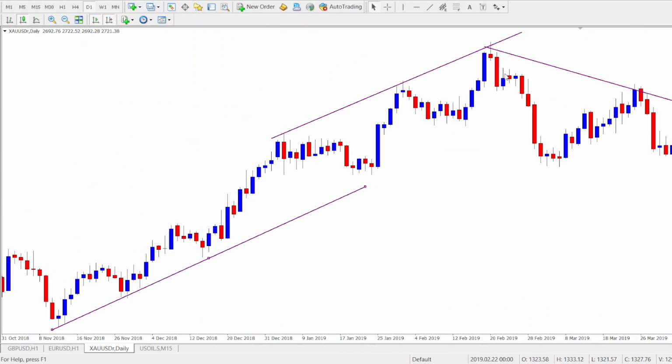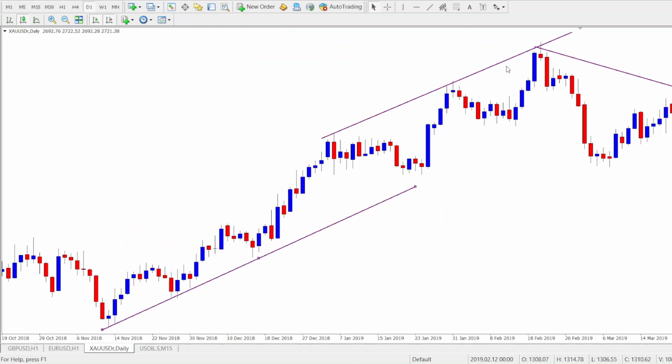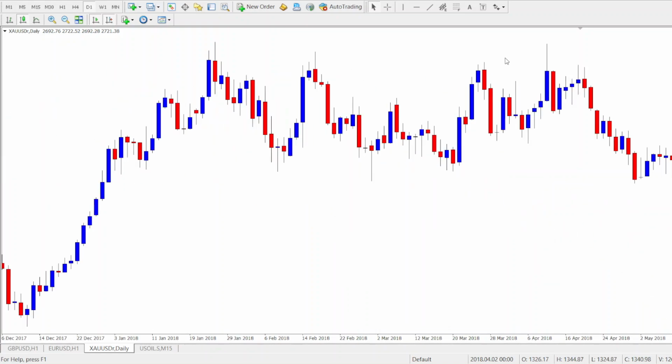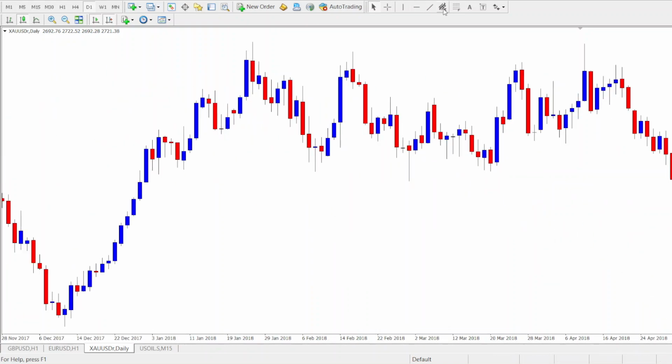Now on the other hand, when price breaks below a trend line that is in the bullish direction, it signifies a potential bearish reversal. So you can see what happened. After the trend line got broken, the price came down all the way to this point.